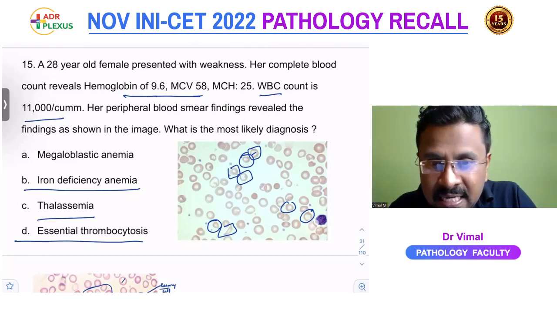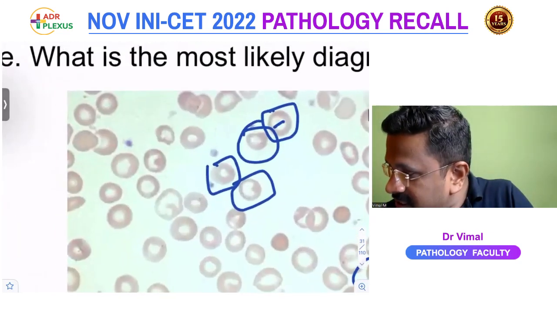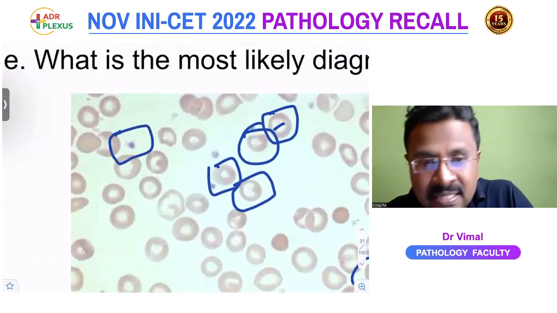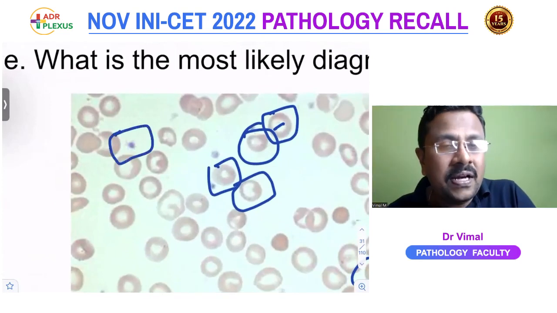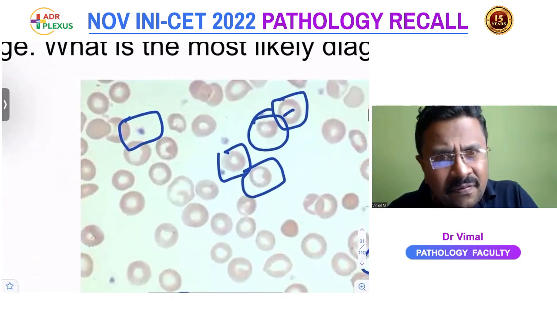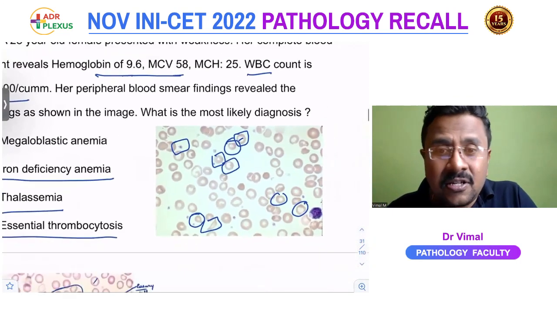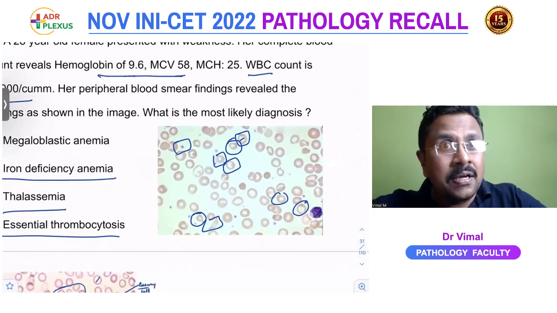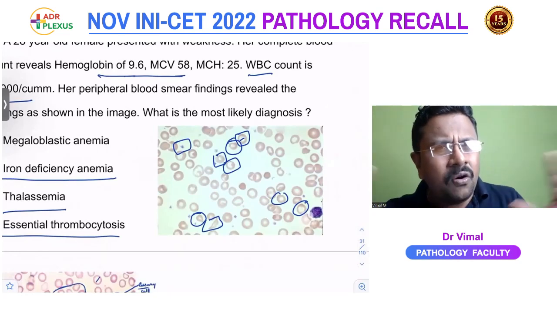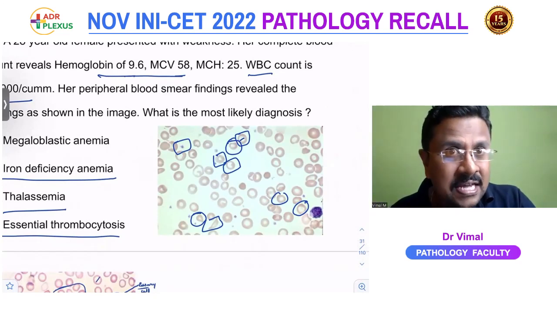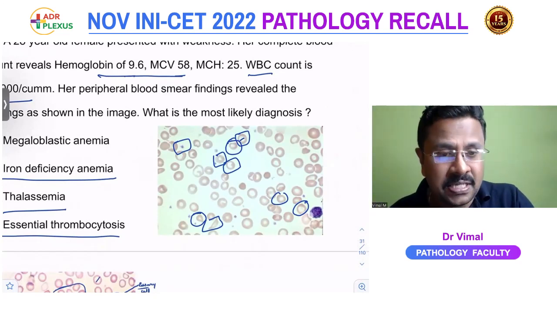So what are the platelets? These are all the platelets. You can see here, these are all the normal platelets. In a single field of oil immersion, you can see somewhere around 10 to 12, 10 to 15 platelets. But in essential thrombocytosis, what will happen? You will see full fields all filled with these small platelets. So that is the case of essential thrombocytosis.